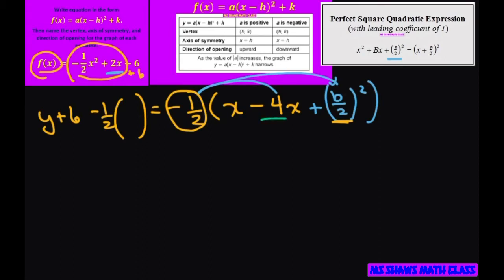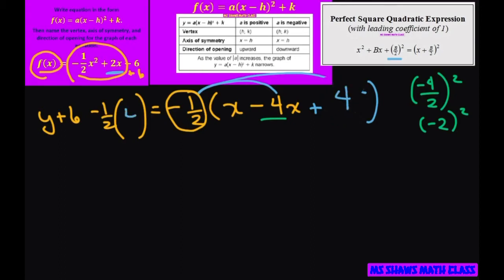So let's look at that. B is negative 4. So you take negative 4 divided by 2 squared. So that's going to be negative 2 squared, which is 4. So this number right here is going to be 4. I put a 4 here. Now simplifying this, we're going to get y plus 6 minus 2 equals negative 1/2.